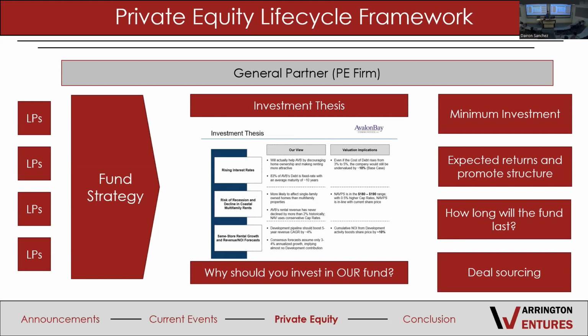Same store rental growth and revenue NOI forecast. This is part of the underwriting process. Development pipeline should boost 5-year revenue compounded annual growth rate by 4%. So they're saying that the homes that are going to be developed are going to boost revenue year over year. Consensus forecast assumes only 3-4% annualized growth, implying almost no development contribution. So basically what they're saying here is that even if there aren't any developments, there's still going to be annualized growth. And then they're talking about what the implications are on value. Cumulative NOI from development activity boosts the share price by 10%. So this is the investment thesis.